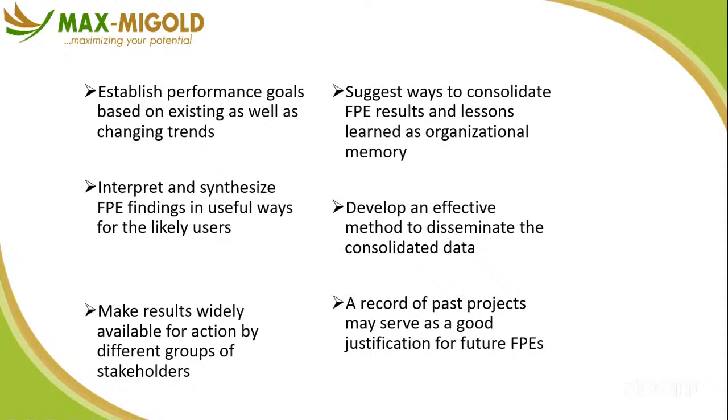Make results widely available for action by different groups of stakeholders. Suggest ways to consolidate FPE results and lessons learned as an organization. So after you have itemized those things that they complain about and you've already put things in place, then what lesson as an organization did you learn from those shortcomings, from those underperforming areas, so that in the future you are able to mitigate against that before it even becomes noticeable.